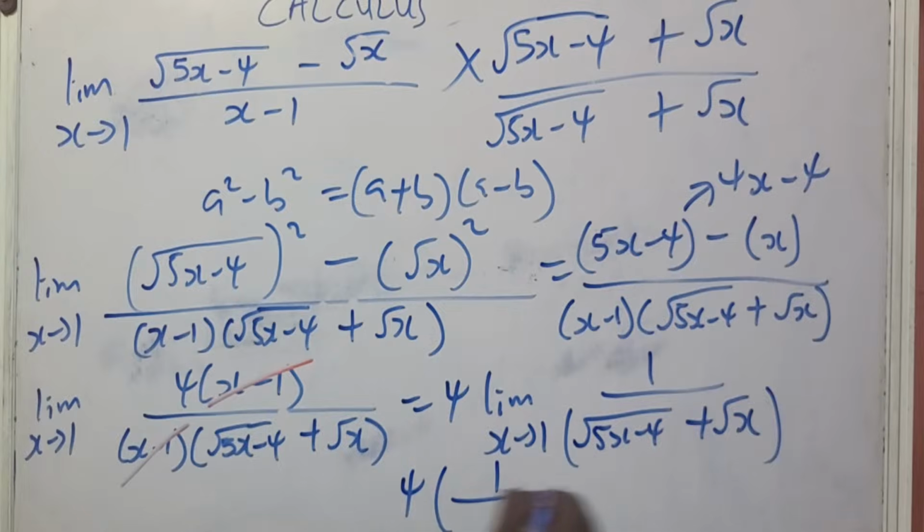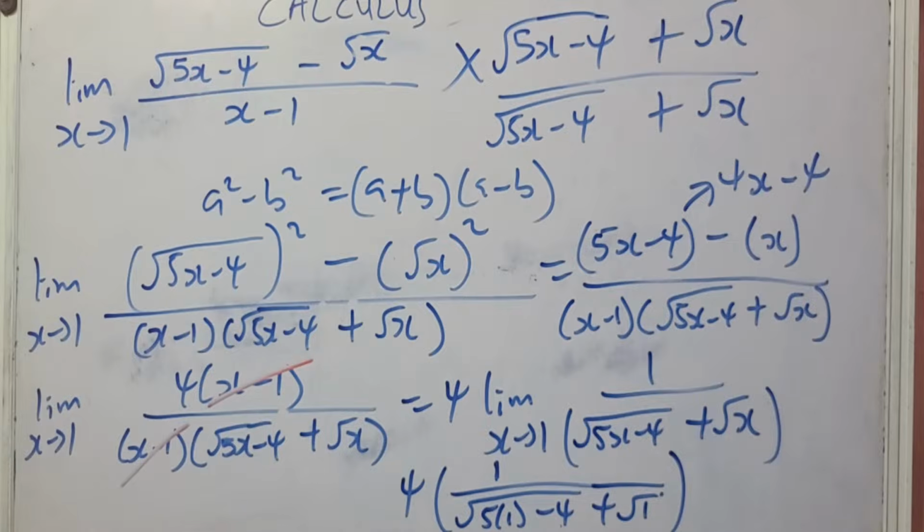Now I have 1 over the square root of, this is 1 over, I have square root of 5 times 1 minus 4, plus square root of 1. This is over. So this is my denominator, and I'm sure you can relate to what I'm doing. So look at what's going on here. This 5 times 1, this 5 minus 4, that's 1. That's square root of 1. I'm sure you agree with me. Square root of 1 is 1, right?